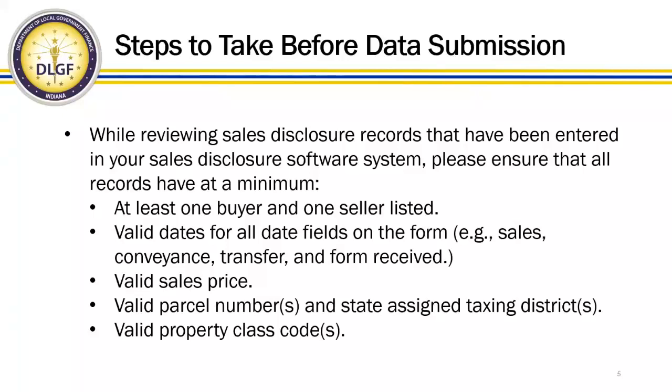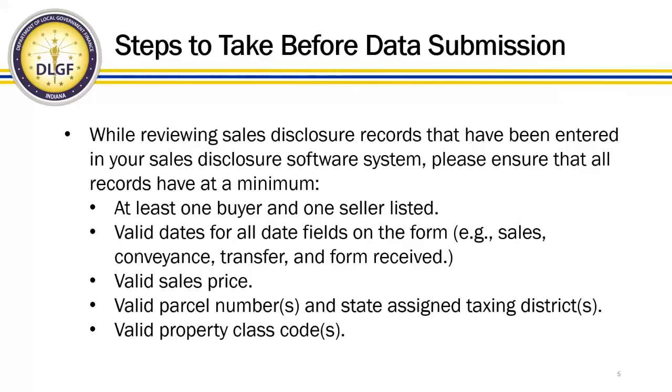This is what I was talking about with the three different sections that we will be presenting on here. These are the suggestions that we have for each of the different counties before you actually submit your data to us. While reviewing these sales disclosure records that have been entered in your own particular software systems, it will really help you out in the long run to ensure that all records have, at a minimum, these 5 things that I've listed out. This is really just the minimum requirements, the things that we are going to be looking for when we're doing our compliance checks. If you can handle this on the front end, it makes everything run more smoothly.